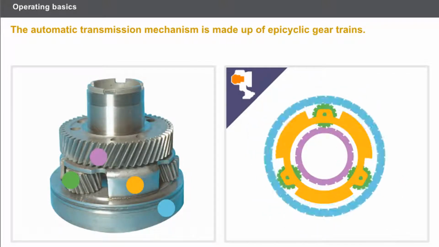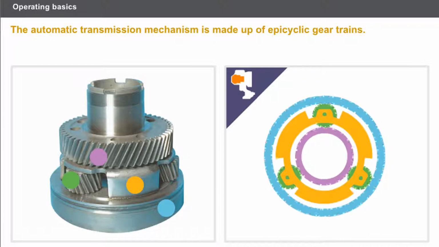The automatic transmission mechanism is made up of epicyclic gear trains. These are sets of gear wheels that provide different ratios according to the speed of rotation and how they are driven. This type of transmission has various advantages.